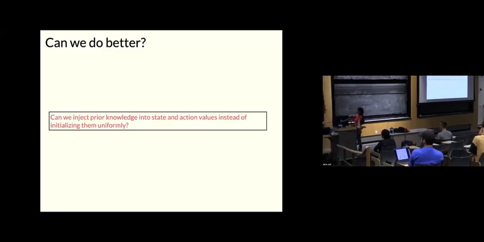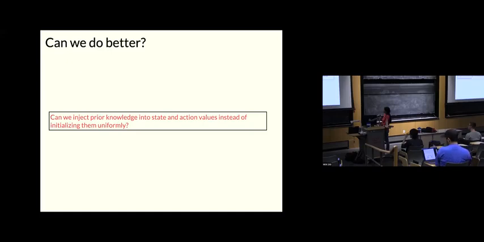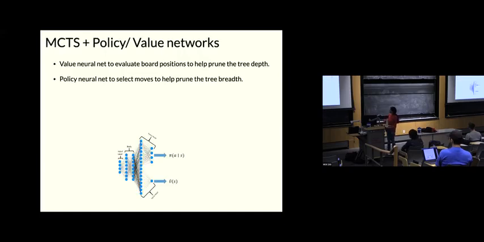Can we inject prior knowledge into state and action values instead of initializing them randomly? Which states are good and which actions are good? That's what we're talking about. And the answer is yes. Yes, we can. So we're going to use neural networks. Okay, 2 neural networks, a value neural network and a policy neural network. The value neural network will be evaluating board configurations to tell us which is good and which is bad to help us prune the depth of the search.